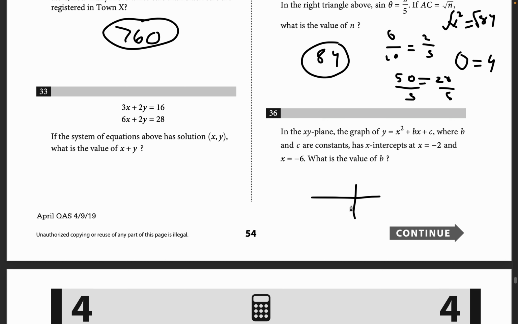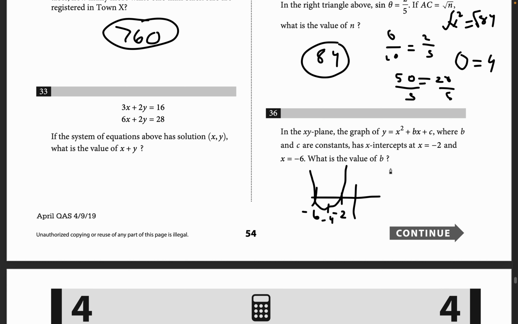Okay, so this is -2. And let's say this is -6. Okay, and let's say we have the parabola like this, right? Sorry, it doesn't look good. But the most important part is our vertex, which should be in between these two x-intercepts, which means it's -4. Because the distance from the vertex to the x-intercept has to be equivalent for both. So it'll be 2 to here, 2 to here.